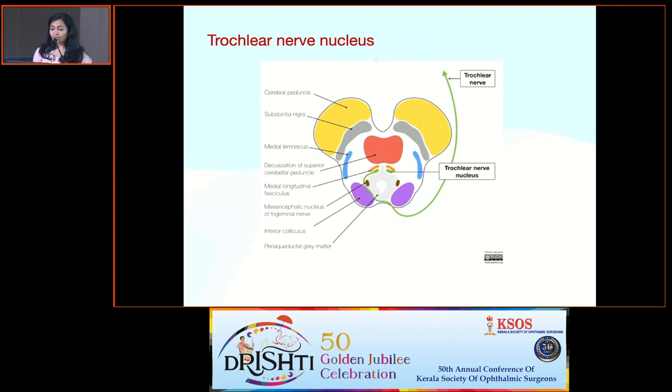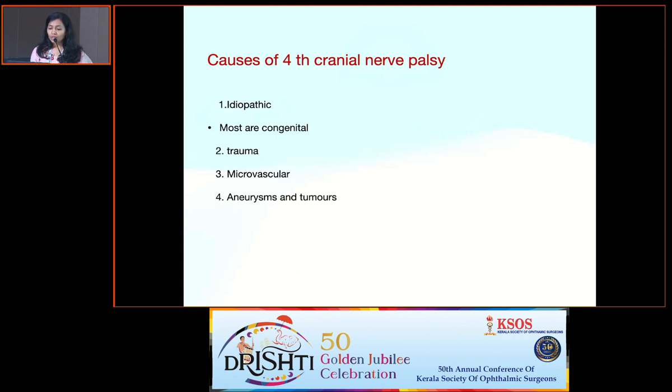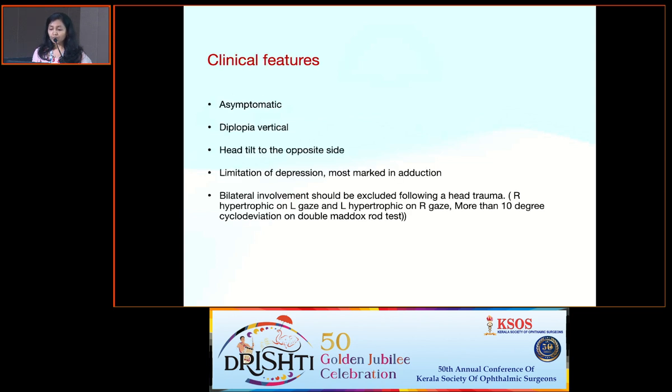Going to the trochlear nerve nucleus, it's located in the midbrain, but at the inferior colliculus, and it is the only nerve that exits through the dorsal portion of the midbrain, and it's the longest and slenderest nerve. The causes are mainly idiopathic, which is congenital. Other causes are trauma, microvascular conditions, aneurysms, and tumors. Clinically, if it is congenital, the patient may be asymptomatic, except that there would be a head tilt.